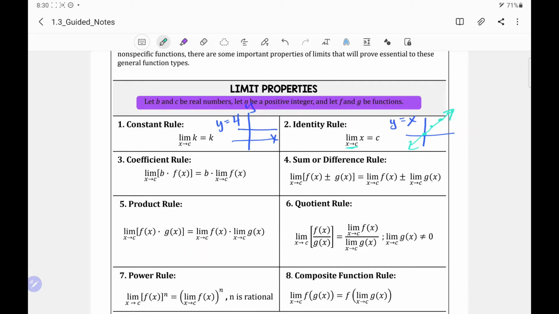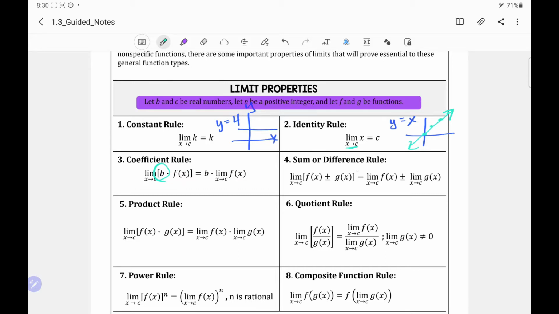Whatever the x is going to, that's going to be your limit. The coefficient rule: the limit as x goes to c of b times f of x equals b times the limit as x goes to c of f of x. So notice all that's happening is that this b, multiplying by the function, can be pulled out to the front and multiplied times the limit. So you can take the limit of the function and then multiply by the coefficient.